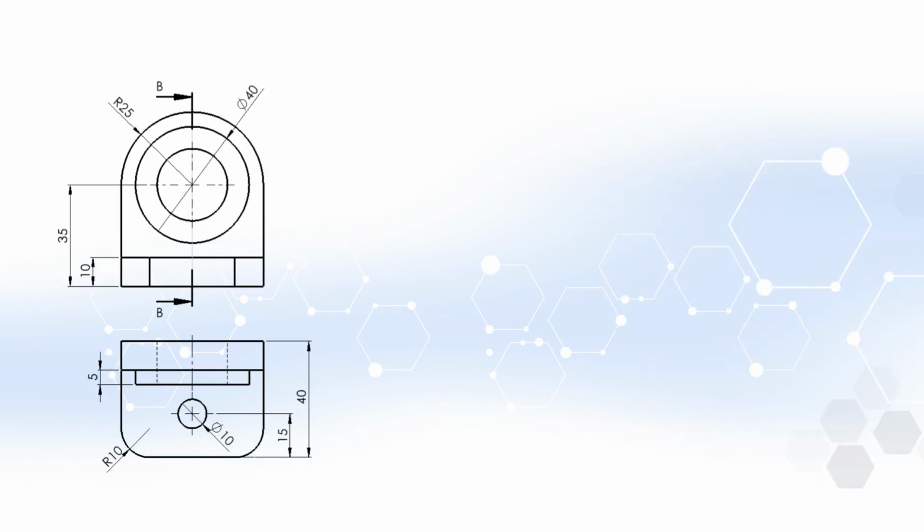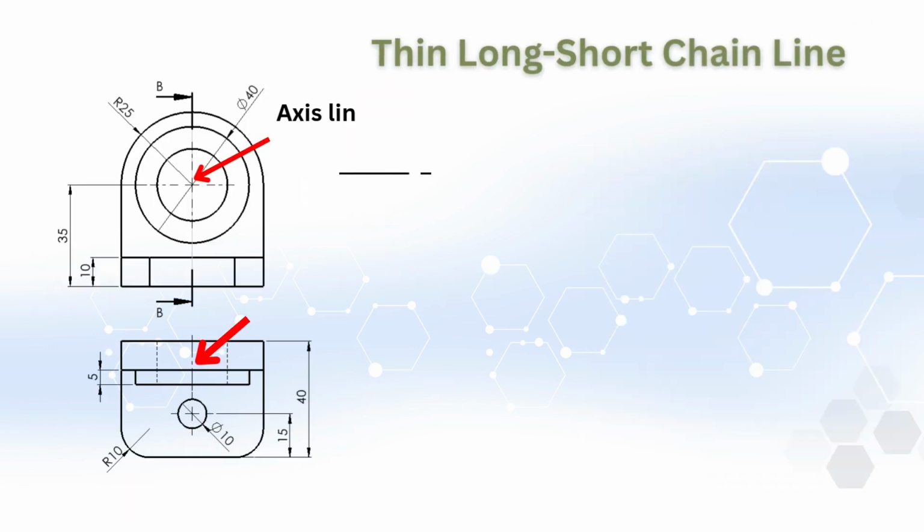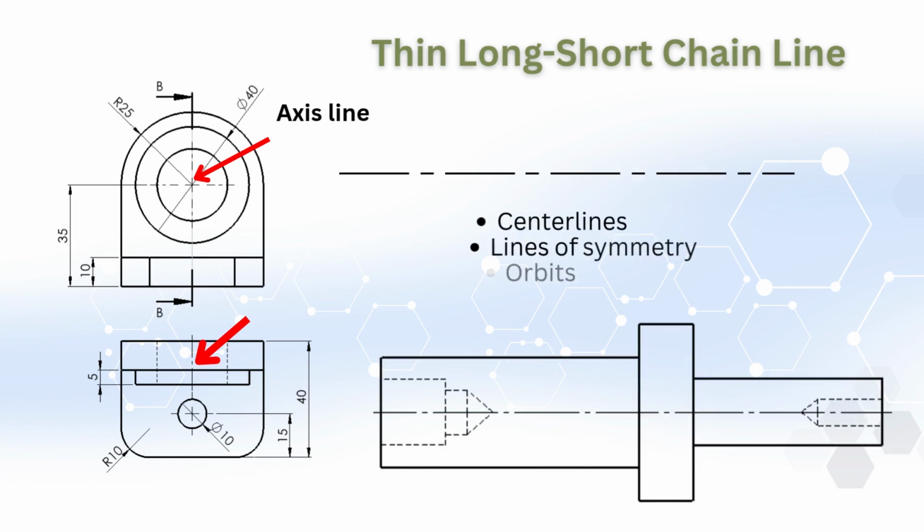Thin long short chain line. This line is used to indicate the centers of circles, cylinders, and arcs. It is commonly known as the center line. These lines clearly show the positions of holes or rotational axes in a part. Thanks to the center lines, the alignment between assembly parts or the axes of rotation can be easily and accurately understood.